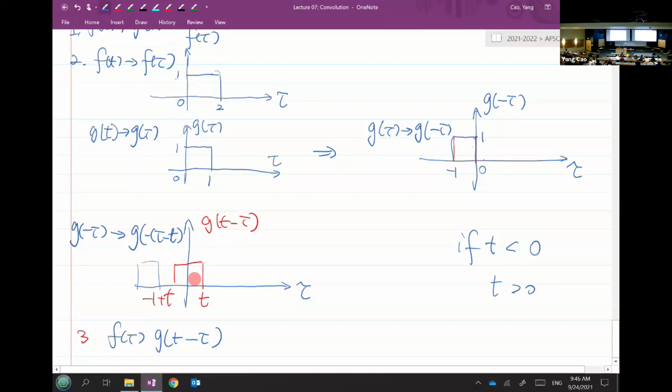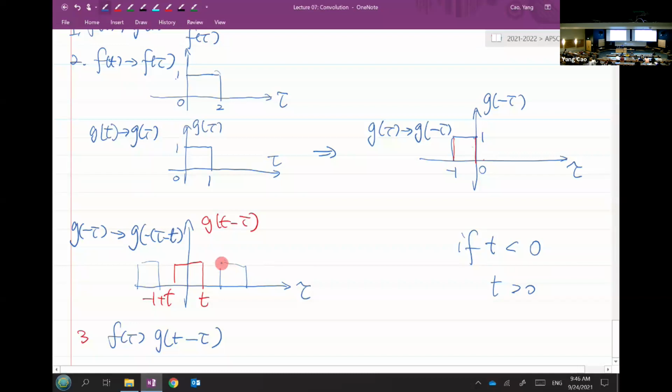However, this is where things get a little complicated. When t is greater than 0, my box could be in this position. My box could also be in this position, right? So then you can clearly see the overlap between this original f of tau and this g of t minus tau has a very important relative relationship.